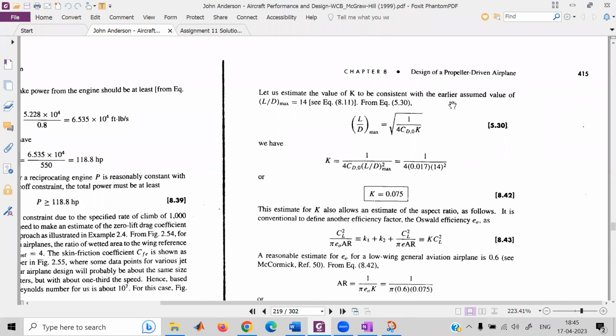Do you recall when L by D is maximum? So this expression comes from there. Yes, sir, got it, sir. So this expression only depends on CD naught and K. K is unknown, CD naught is known.